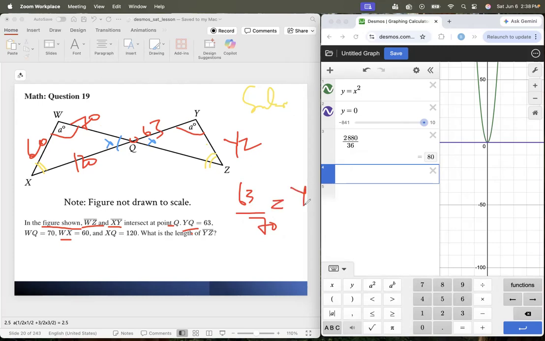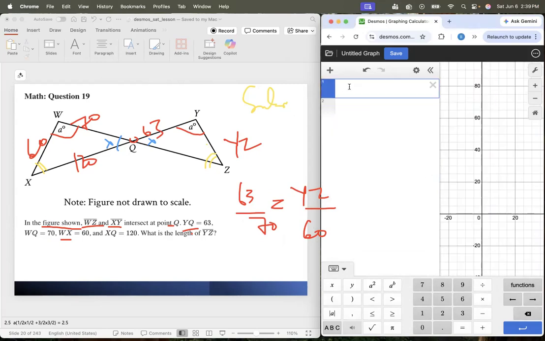The YZ also correspond to the 60 here. Therefore, we can put this in Desmos and it can solve it for us in terms of the ratio. So Desmos will calculate for me 63 divided by 70 using tilde. I will say x1 divided by 60, and that will give me 54. So our side is 54.